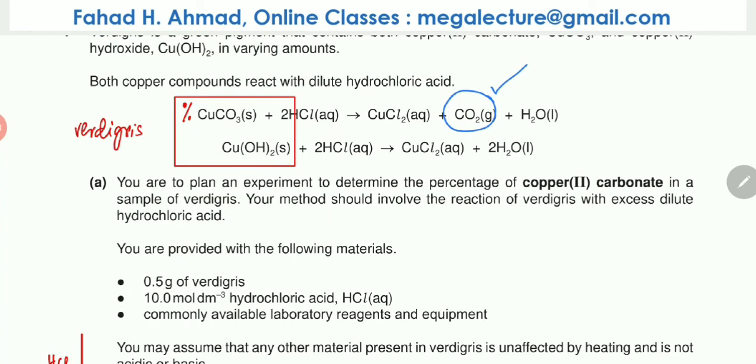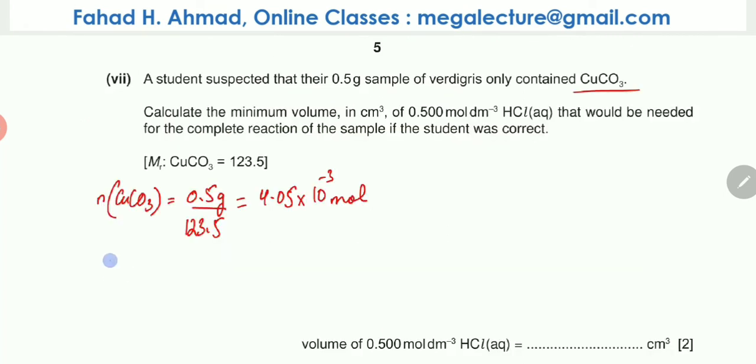Now if you look at the reaction between copper carbonate and HCl, let's go back. So over here you can see the reaction of copper carbonate with HCl. The stoichiometric relationship was 1:2, which means the moles of HCl are going to be twice the moles of copper carbonate. So the moles of HCl are going to be double the amount, and if you double this on our calculator, it's going to give me 8.10 times 10 to the power minus 3 moles. Now remember to try and keep your values to 3 significant figures. So you're getting 8.10 times 10 to the power minus 3 moles.